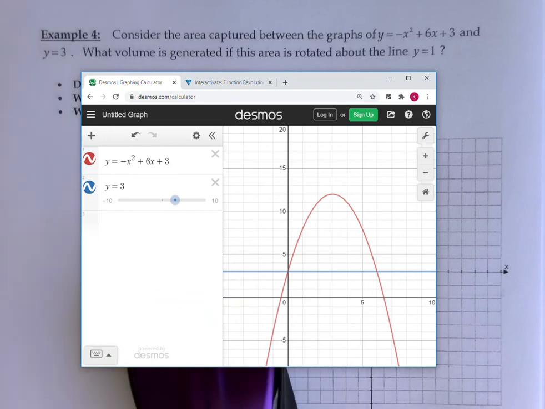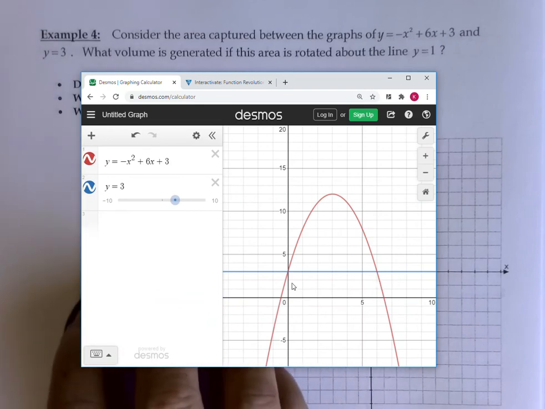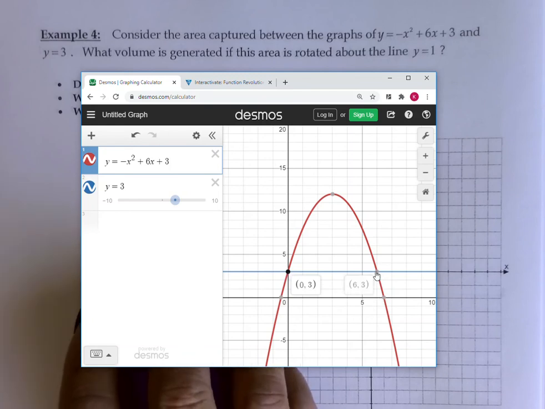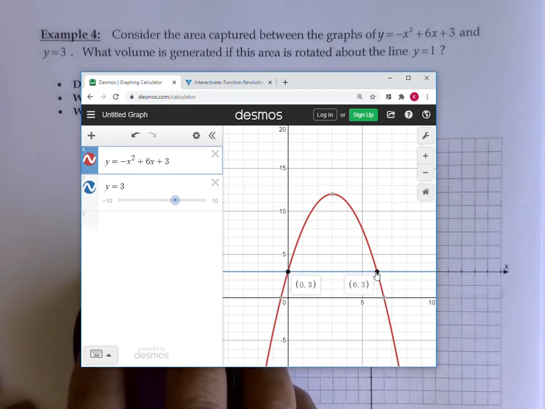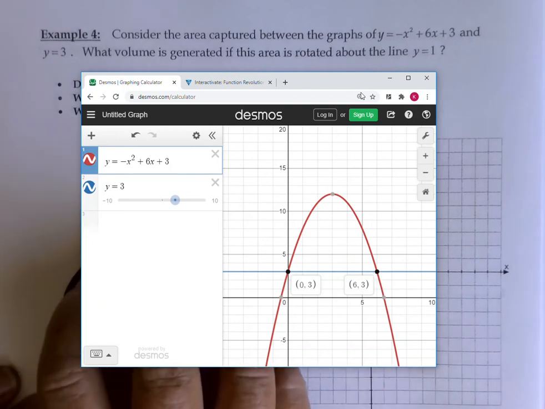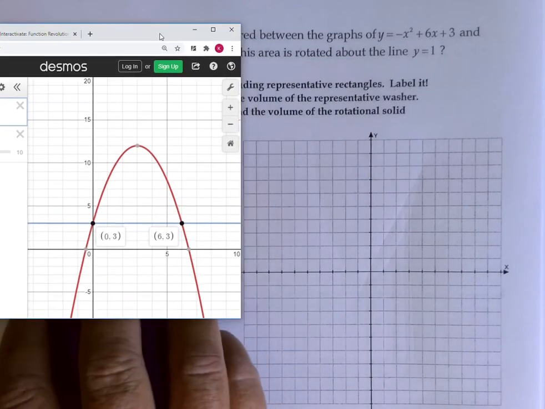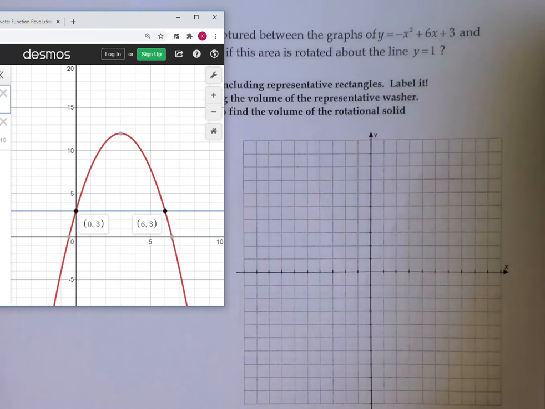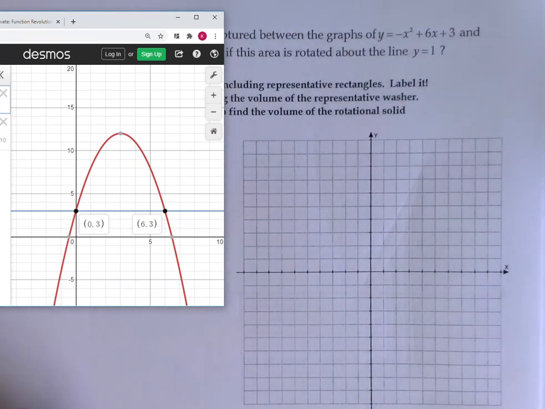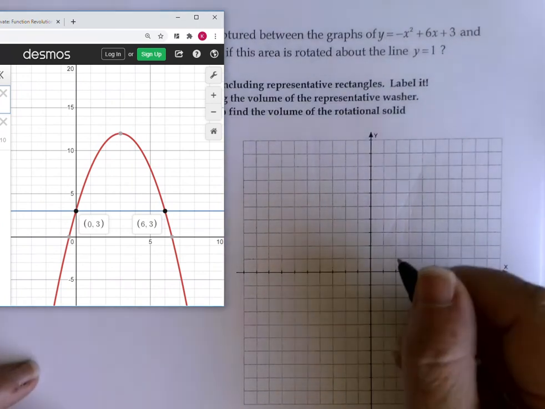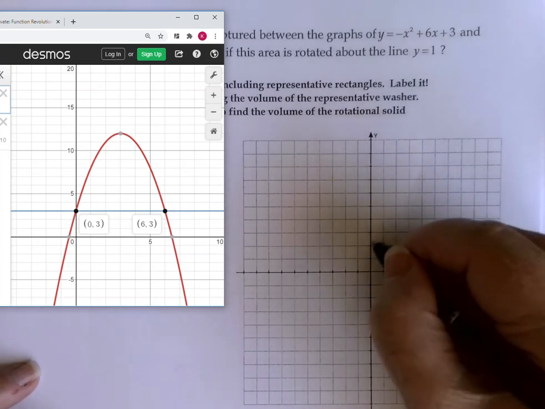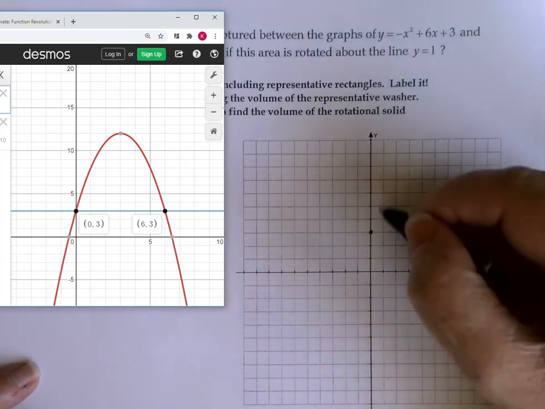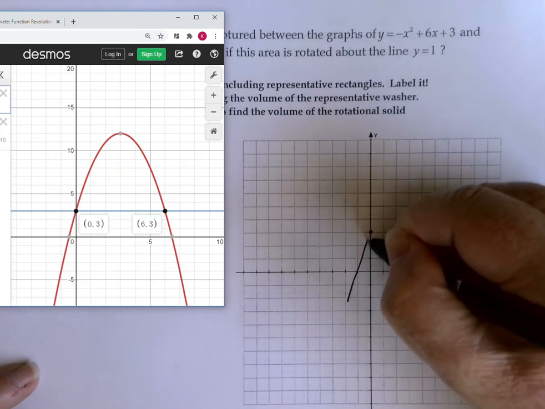There we go, finally. All right, so here is our picture. I got an intersection point here at 0, 3, and another one there at 6, 3. So let me see if I can just move this window over a little bit, and we will sketch that. I'm not going to try and be super accurate here. I'm just going to sketch the general idea.